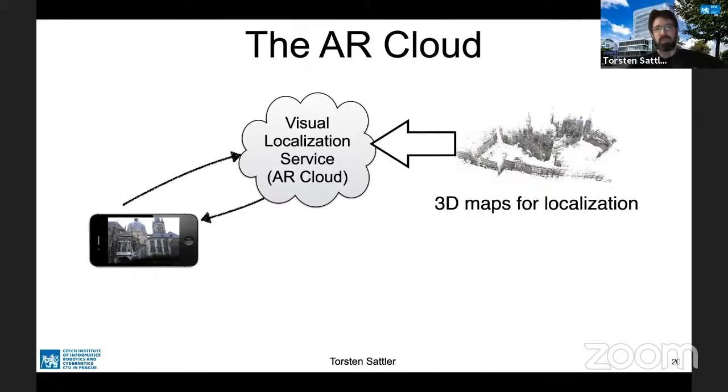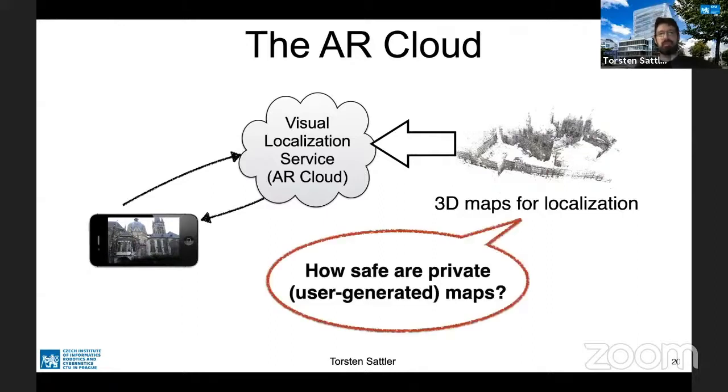What's more interesting is what happens if you actually ask users to upload 3D models of their homes or private spaces. How can you ensure that if a user trusts you with data, that no one can recover privacy relevant details from these 3D maps?